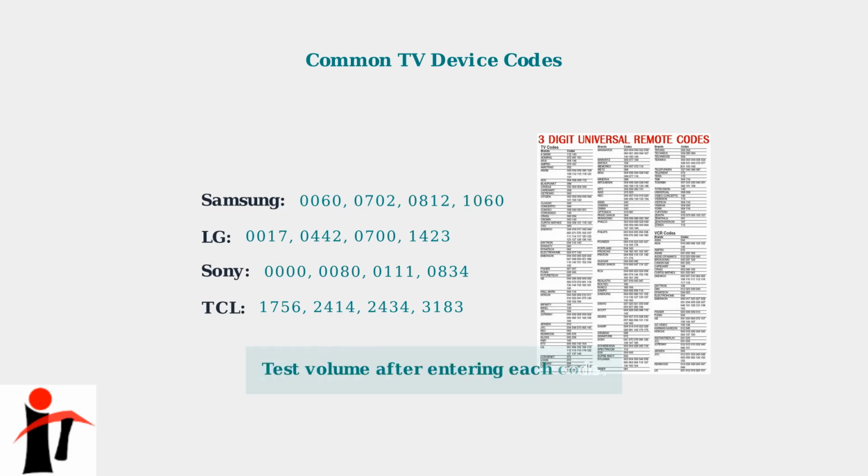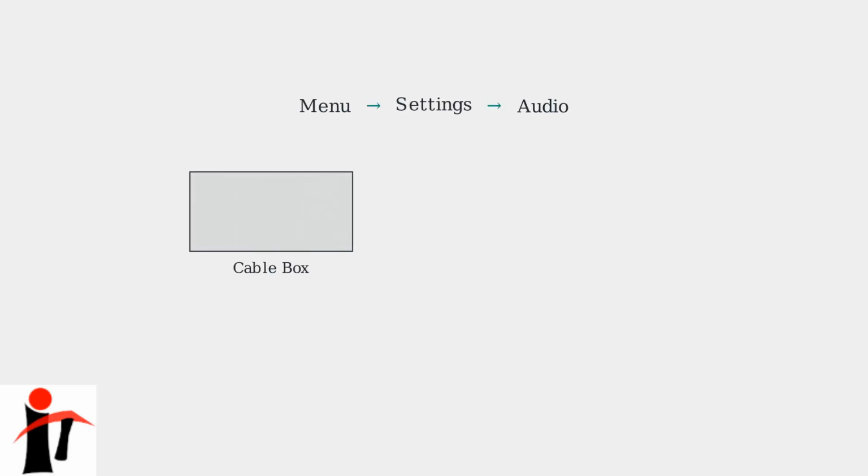After entering the correct code for your TV brand, test the volume control to ensure it's working properly. If the first code doesn't work, try the next one in the list until you find the right match for your specific TV model. When basic troubleshooting doesn't resolve your Optimum remote volume issues, advanced configuration settings can provide the solution. Let's explore the cable box audio settings that control how your system handles sound.